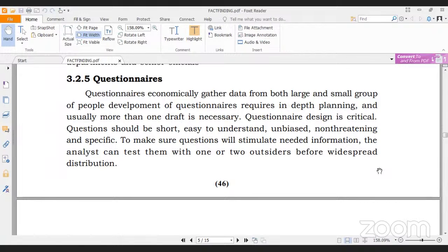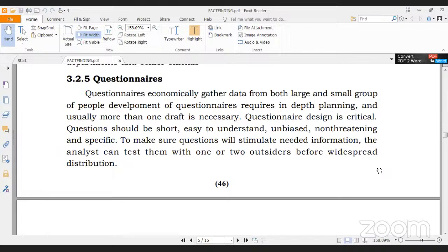In depth of planning, usually more than one draft is necessary. You see, whenever we are going for any written test, a question is given to us. Sometimes we say the question is very easy. Sometimes we say question is very difficult. And sometimes we say question is medium. So questionnaire design is very critical.